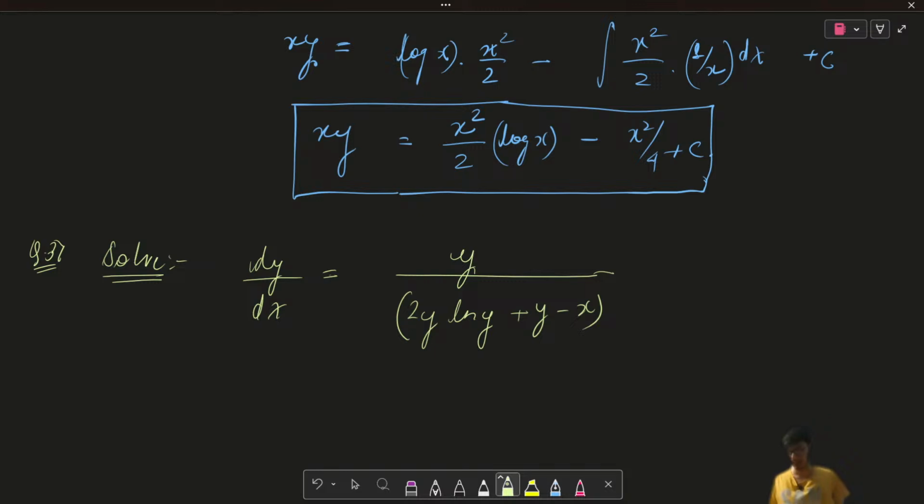This is really a nice question. Please try to think over it so that you can see how you can change the variable so that you can get to the solution step.